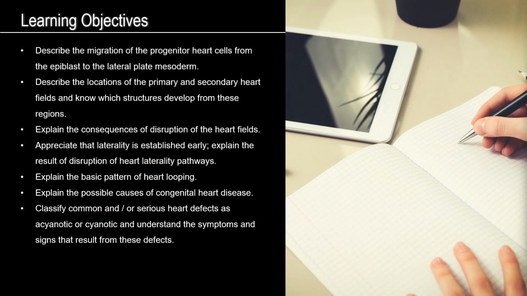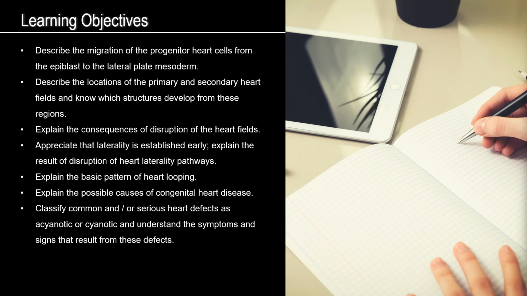By the end of this video and after any further study, you should be able to describe the migration of the progenitor heart cells from the epiblast to the lateral plate mesoderm, describe the locations of the primary and secondary heart fields, and know which structures develop from these regions. Explain the consequences of disruption of the heart fields.